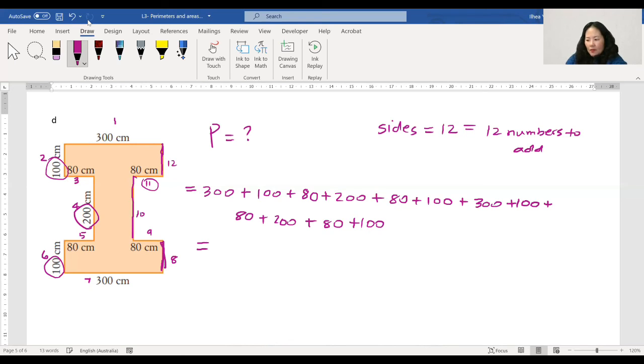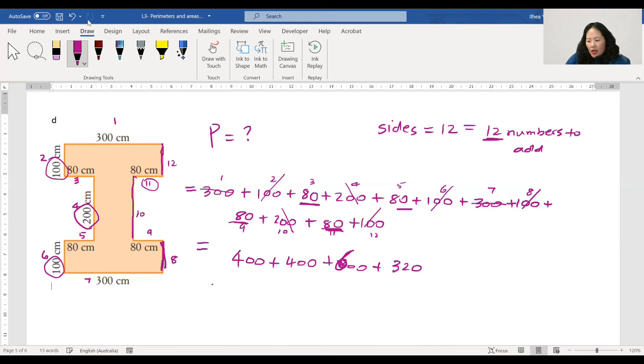Before we add them all up, let's count whether we have got 12 numbers. Otherwise, it won't be the correct answer. So let's have a look. 1, 2, 3, 4, 5, 6, 7, 8, 9, 10, 11, 12. Excellent. So when you add them all up, you get 1,720 centimeters. That's your perimeter.